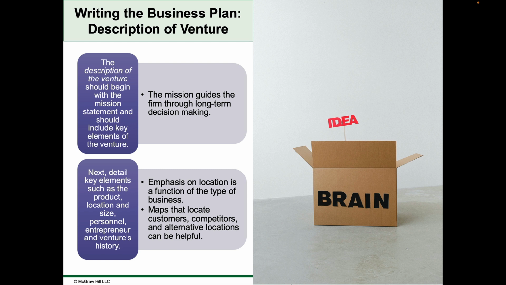Also, other key elements should be described in detail. For example, the location, the size of the business, personal background of the entrepreneur or their partners, and then the history of the venture. If there is an emphasis on location, then you need to write about what space will your business occupy.